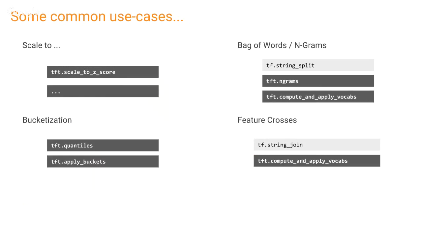So TensorFlow Transform has a bunch of built-in stuff. There's different scaling. You can scale the min and max to -1,1. You can scale by the normalized, like I said, with the standard deviation. There's a lot of string operations, splitting on strings, computing crosses, computing n-grams. You can compute vocabs on your strings to do embeddings.